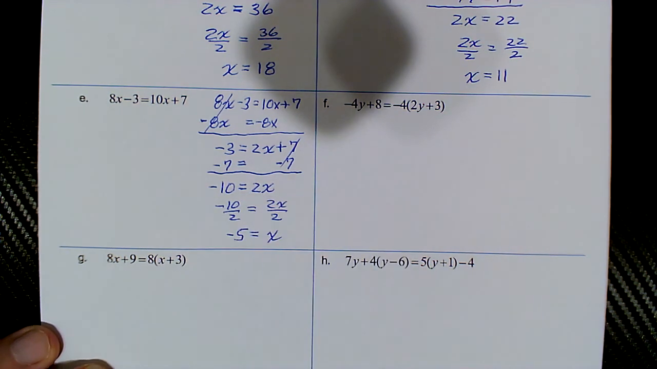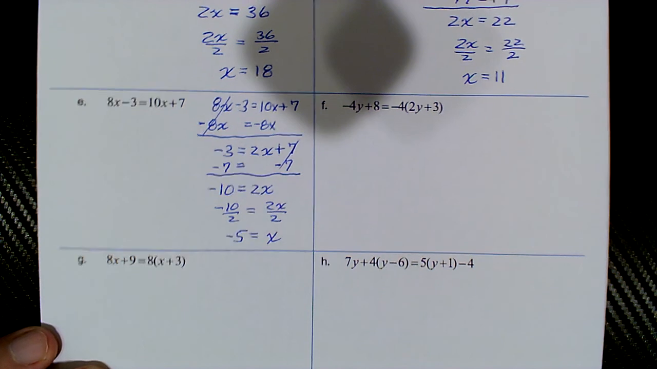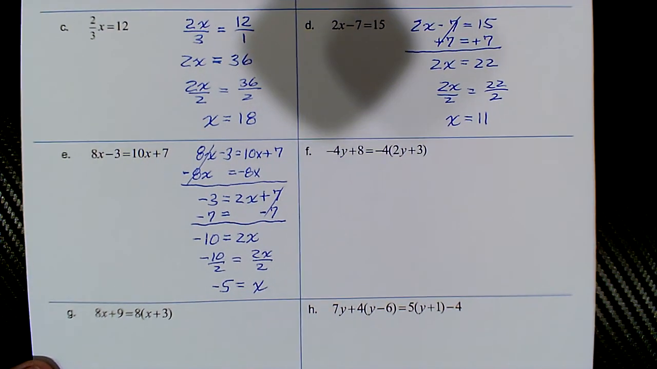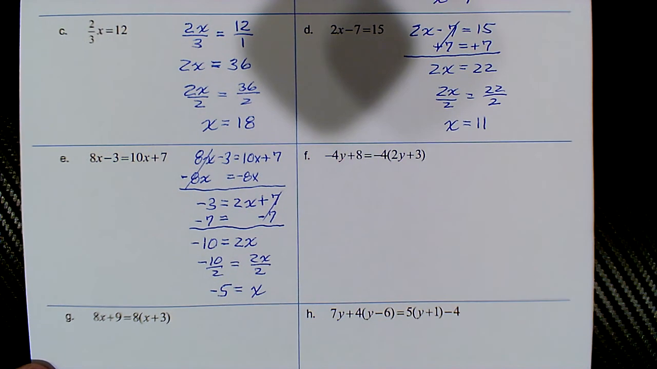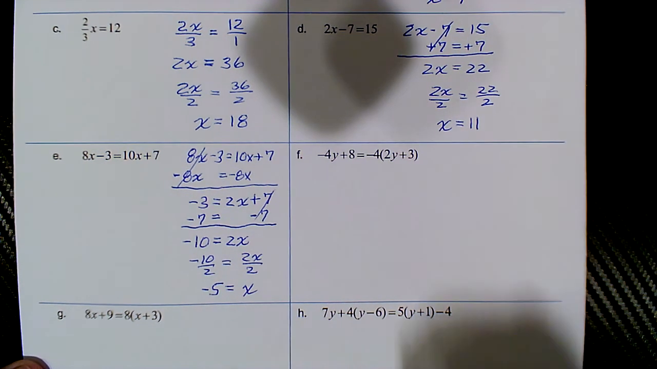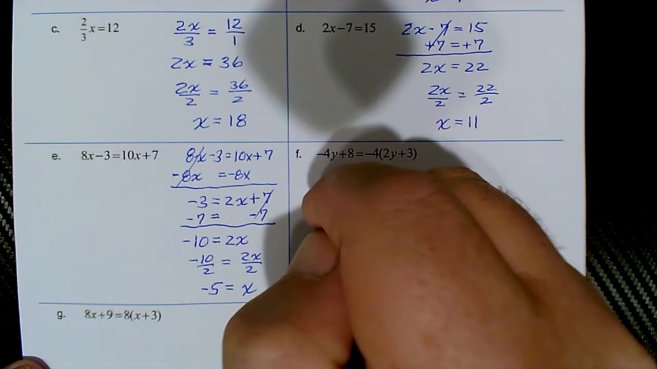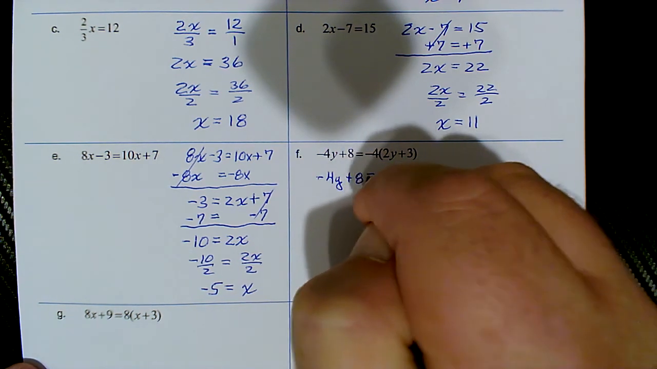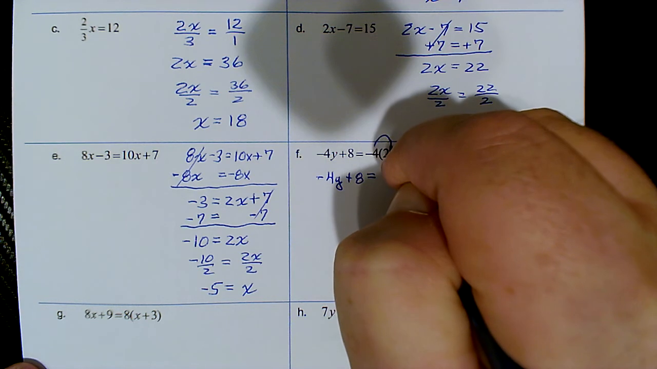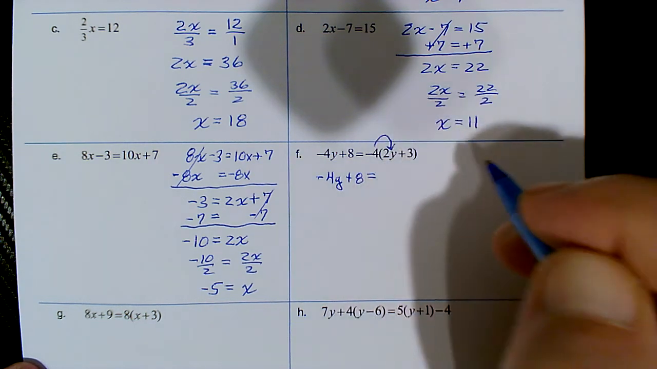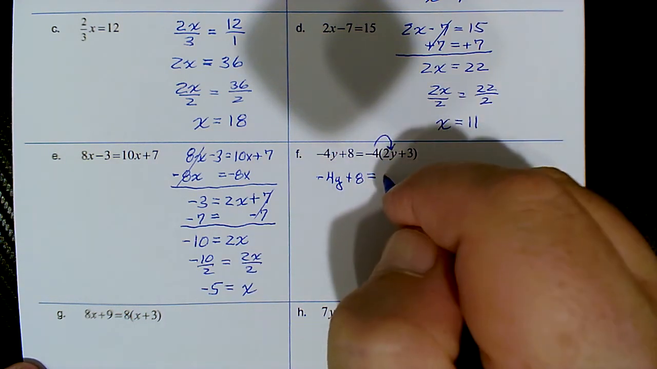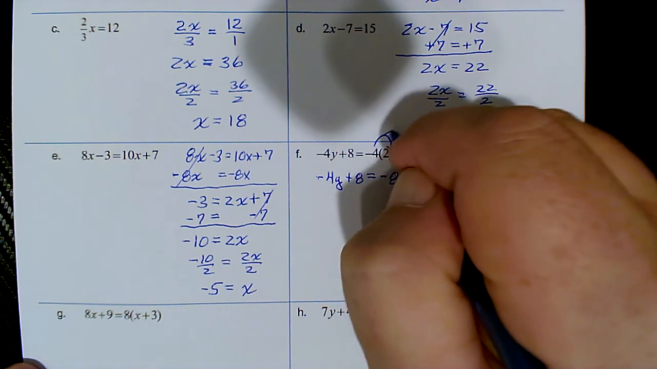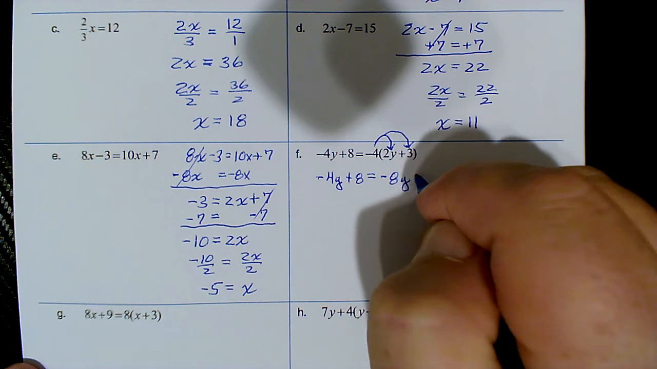Okay, in the next question, we see a set of parentheses. And remember, you want to always first remove the parentheses by the distributive property. So on the left-hand side, there's really nothing to do. So we'll just recopy -4y plus 8. But on the right, by the distributive property, we will distribute the -4. And multiplied by 2y, we get -8y. And then distributing that -4 to the +3, we get -12.